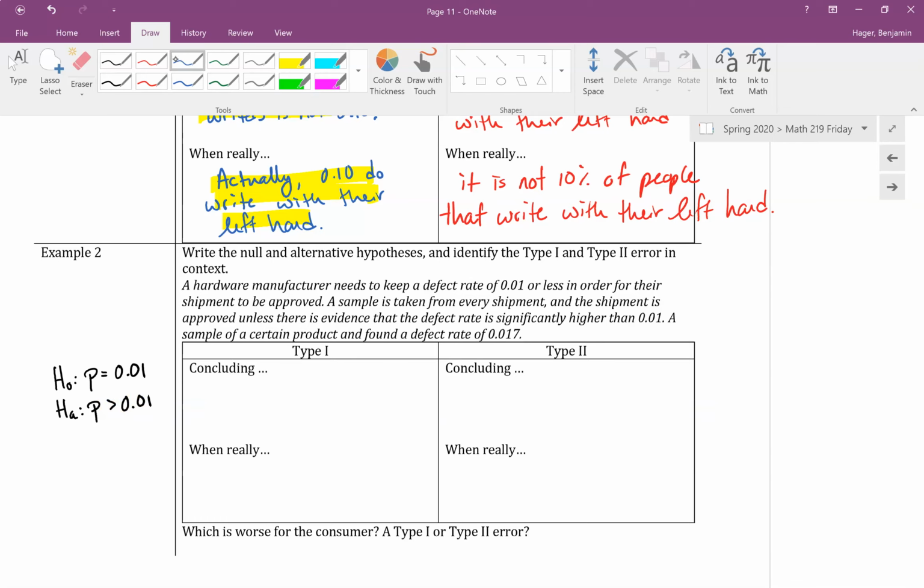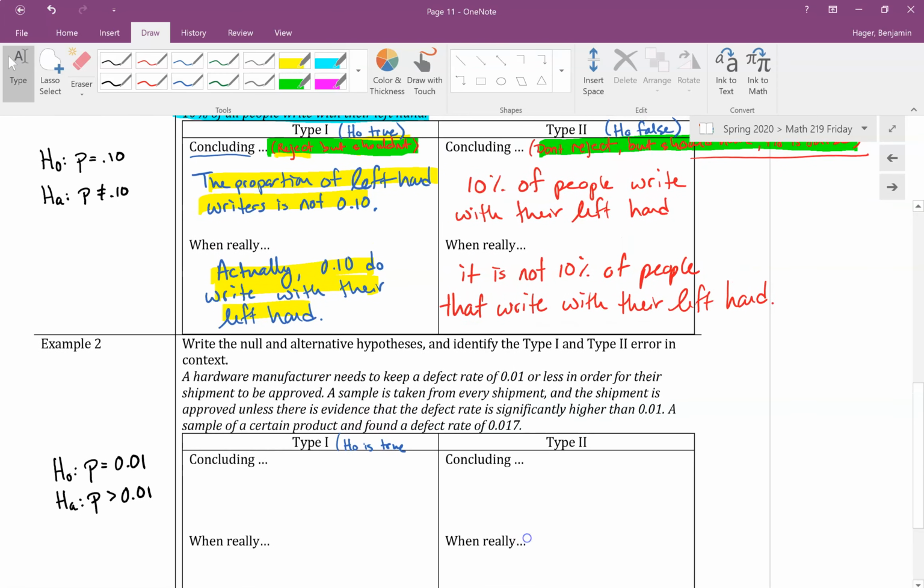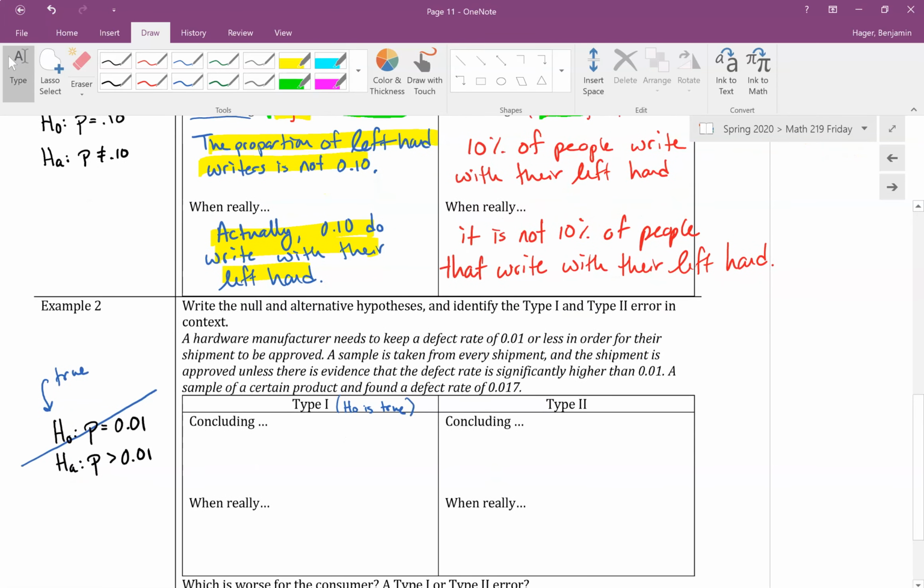All right, let's think about what these errors look like. Type 1. Remember, type 1 is where the null is true, right? But we accidentally get rid of it. Okay, so in the type 1 error, this is true. But for some reason, our test told us to get rid of it. So our conclusion, our step number 5, would be we get rid of the null. We reject the null and go with the other guy. So our conclusion, again, our step number 5, would be we reject the null. Probably should have written that on the first one to make it a little more clear. The defect rate is higher than 1%.